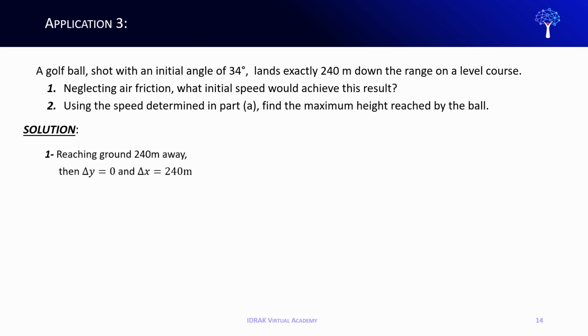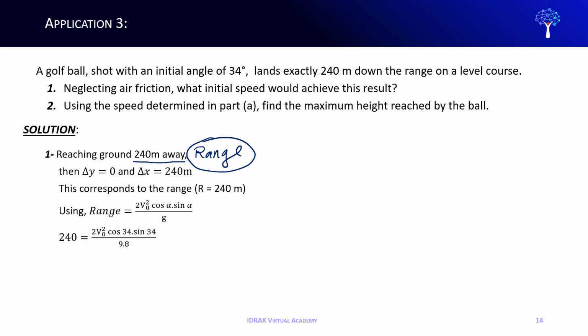So first of all, reaching ground 240 meters away, this is an indication about which term? The range. So delta y is 0 and delta x is 240 meters, which is simply the range as we said. Now, using the equation of the range, which you have just written on a paper as we said, r equals 2 v0 square cosine alpha sine alpha over g. Replace values. We have alpha 34 degrees. Now we know that g is 9.8. Whenever it's not given, you can directly use it. And the range is given to be 240 meters and the unit is acceptable.